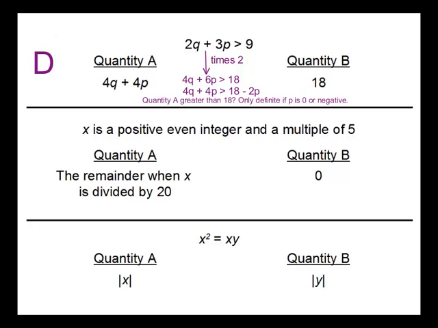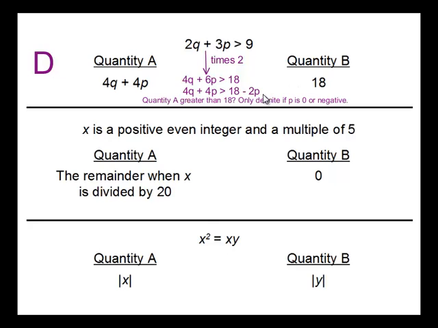Well, the answer to that depends on P. It depends on Q also, but a little more directly on P based on the work that we've done. Quantity A will be greater than 18 if P is 0, right? Because that's basically what this would say in that case. Quantity A would be greater than 18 if P were negative, great, because then this would be greater. Quantity A would be greater than something larger than 18, and therefore definitely larger than 18.